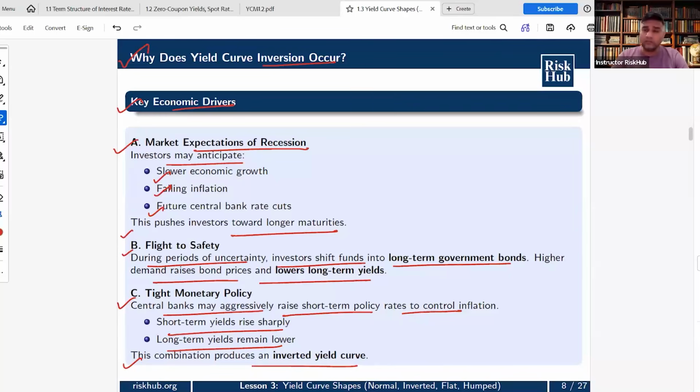And this happened in 2022 when the Federal Reserve raised rates, right? So again, flight to safety is given here: a shift of money into government bonds in stress, as it is explained.